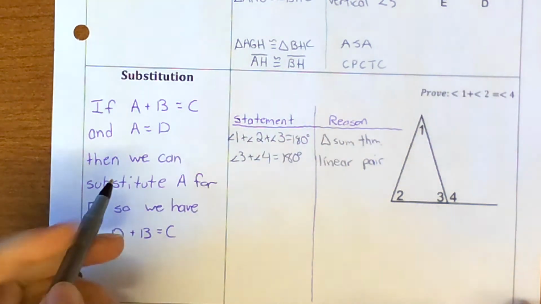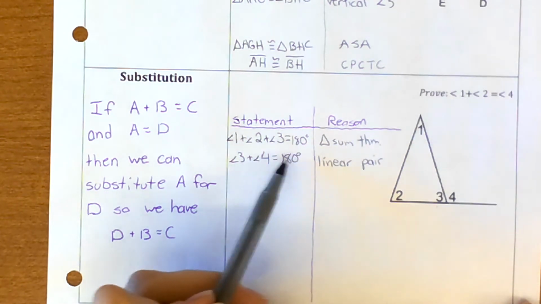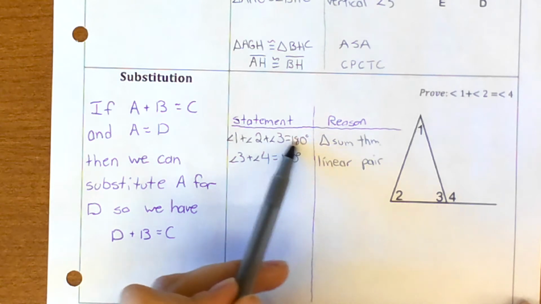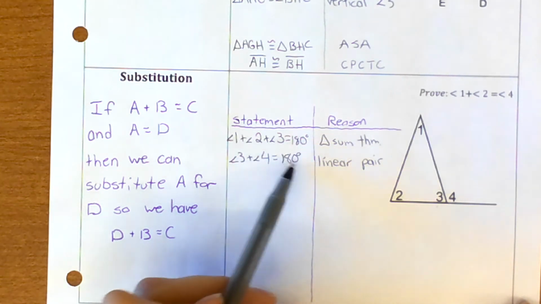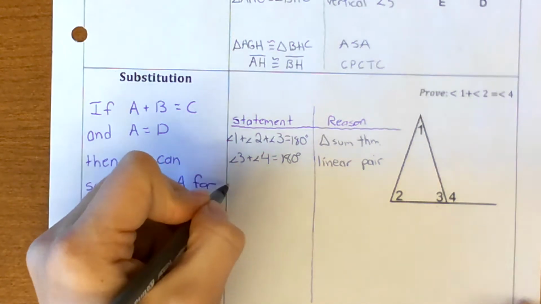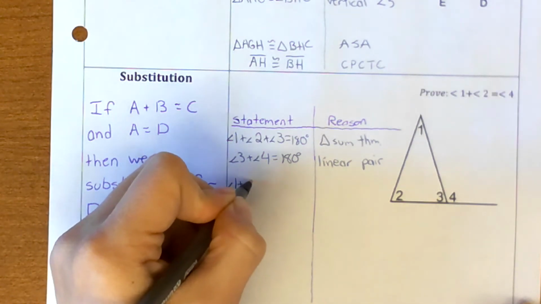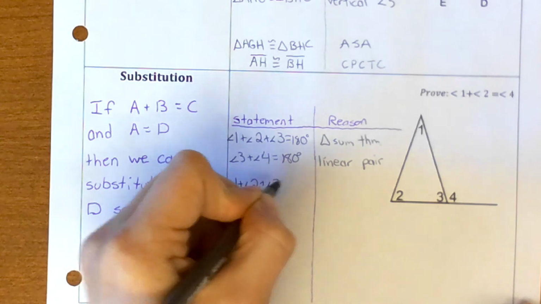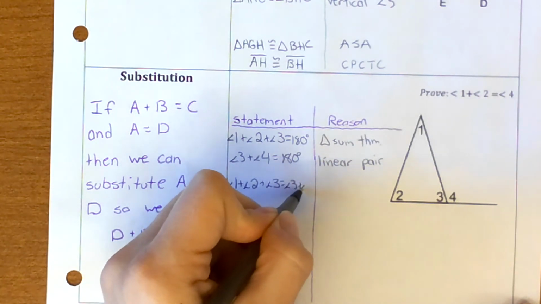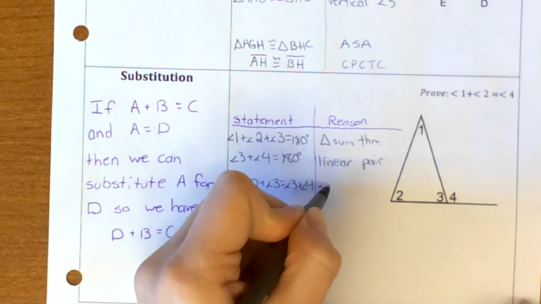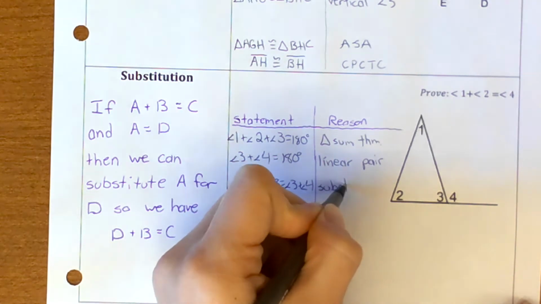So here's where the substitution comes in. This equals 180. This equals 180. So what I'm going to do is scratch this out, and plug in the 3 and the 4 that are equivalent to 180. So we can say that angle 1 plus angle 2 plus angle 3 equals this right here, angle 3 plus angle 4. And that is my substitution.